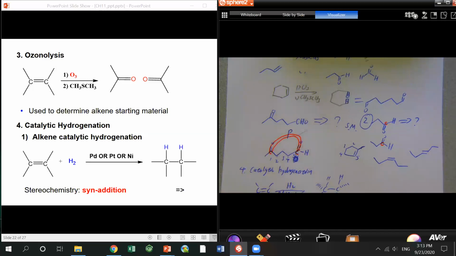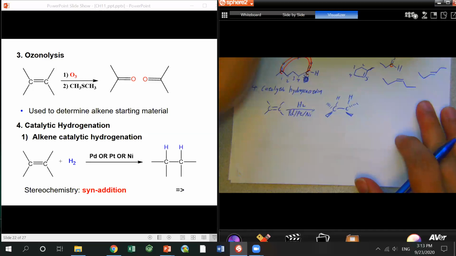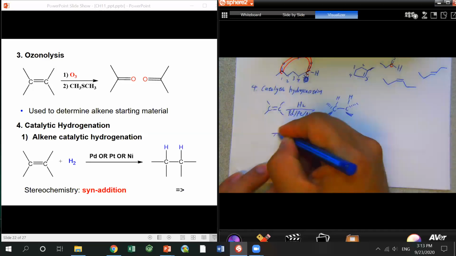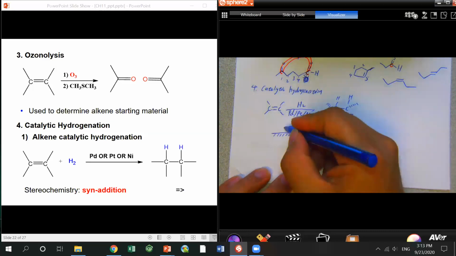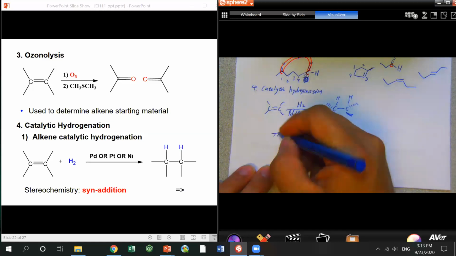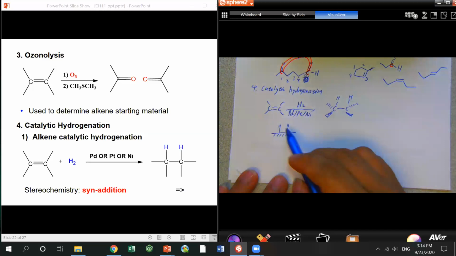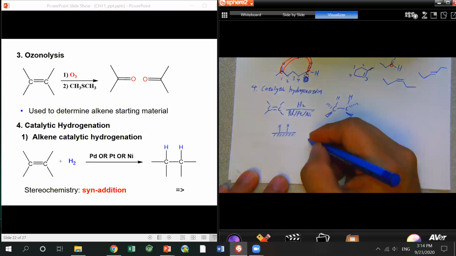For catalytic hydrogenation, why is it syn addition? That's the secret of the heterogeneous catalyst. Because it's a heterogeneous catalyst, you have a layer of solid, not dissolved in the solution. That's the real catalyst. When the hydrogen molecule comes down, it adsorbs onto the catalyst, and then the hydrogen atoms separate from the hydrogen molecule and touch the alkene.